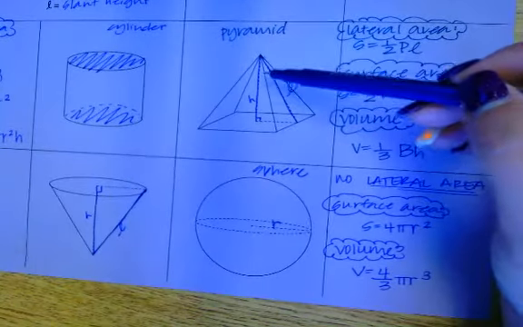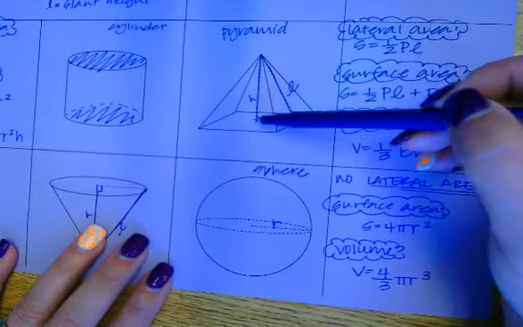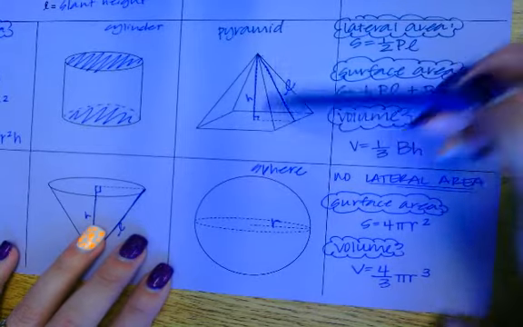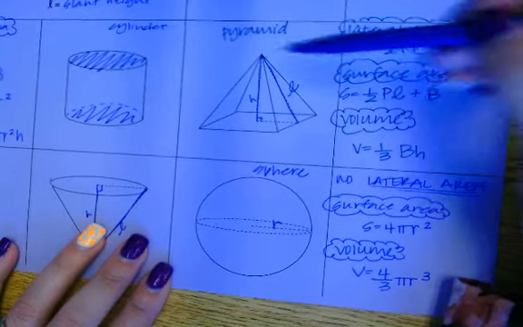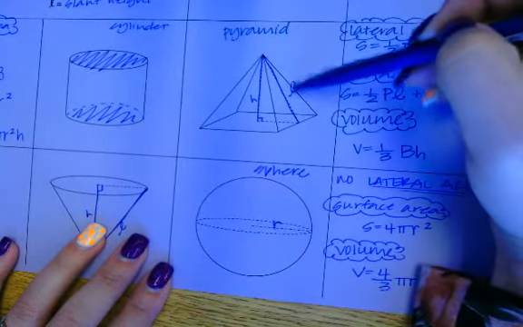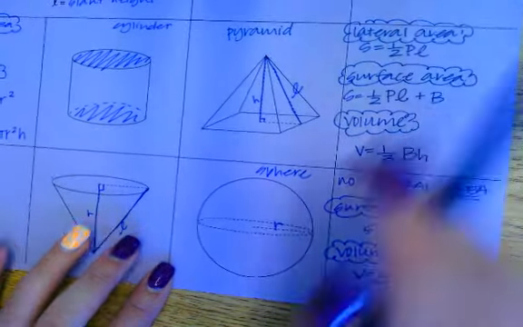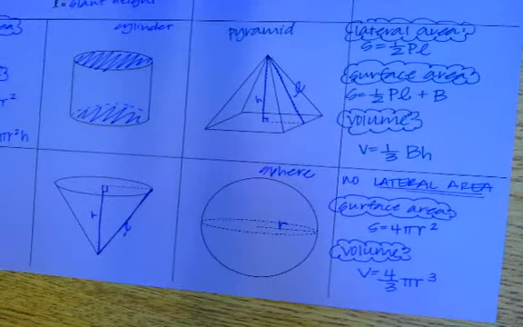Just a reminder, your height is perpendicular to the center of your base, whereas your slant height is along your lateral face. Okay, so your slant height was that cursive L, and your height is perpendicular to the center of the base.